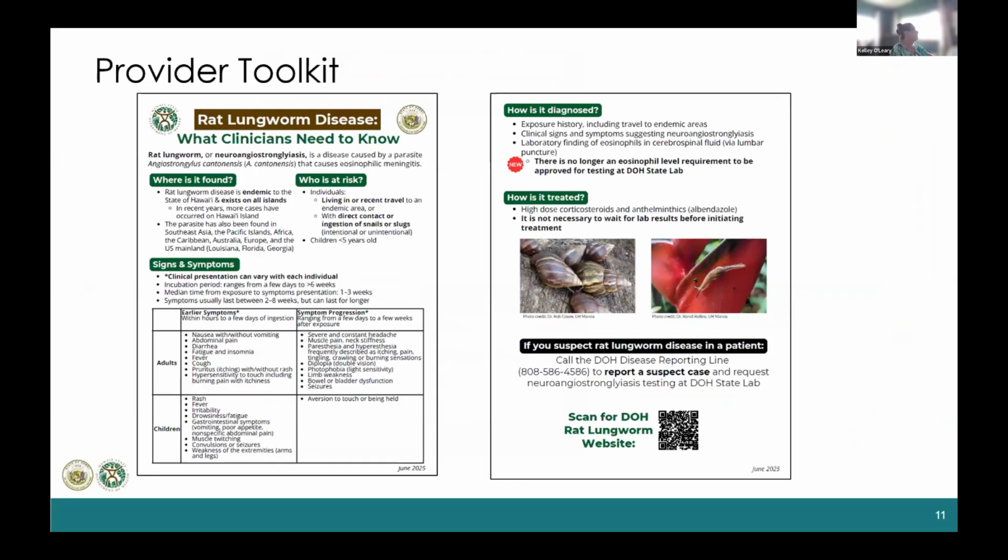So we developed, just to help increase awareness for providers, part of the provider toolkit included a couple new resources. This one is just really reminding folks it's here in Hawaii, it's everywhere, it's not going away. And then essentially we're all at risk. If we live in Hawaii, we're at risk for rat lungworm. We wanted to bring forward signs and symptoms for those providers.